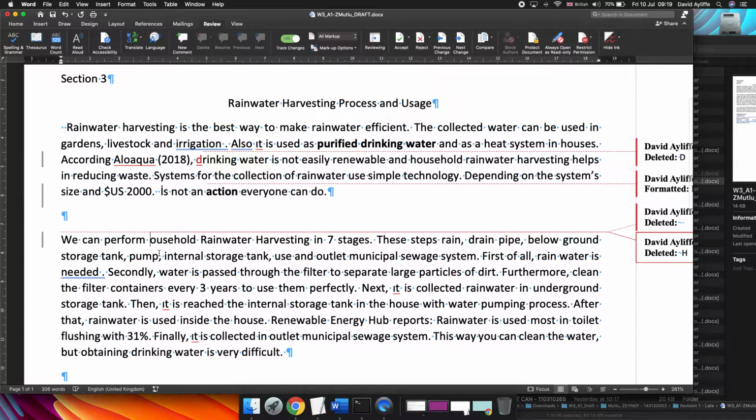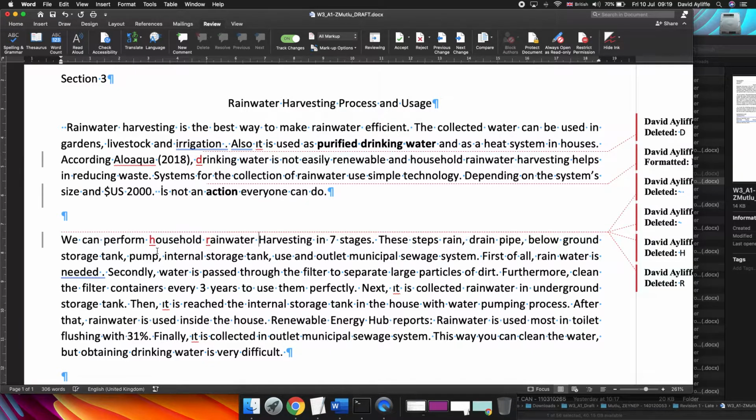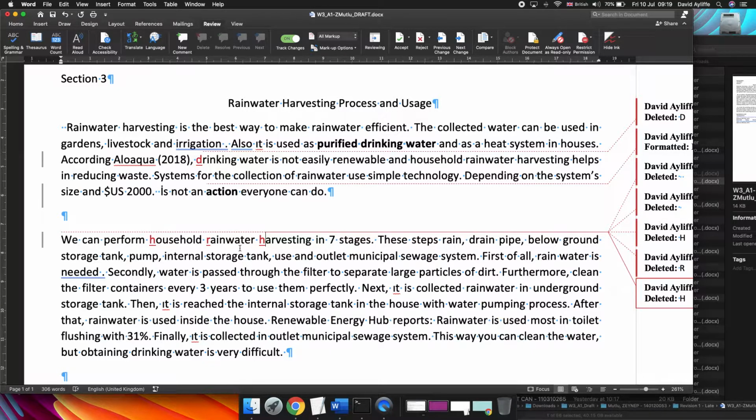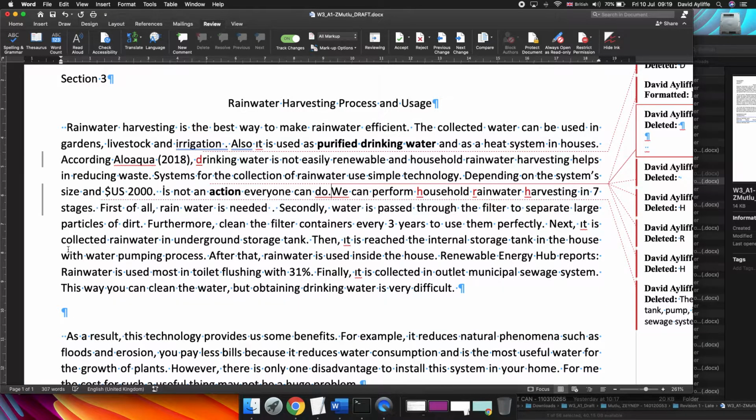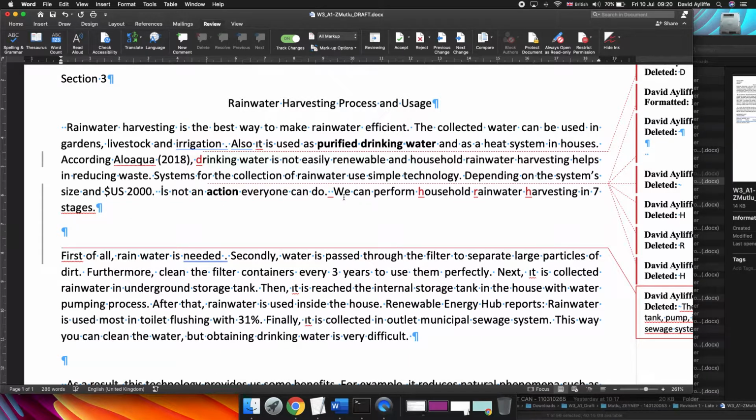We can perform household rainwater harvesting in 7 stages. These steps are: rain, drain pipe, below ground. Okay, we don't need that. So this should be part of the introduction.